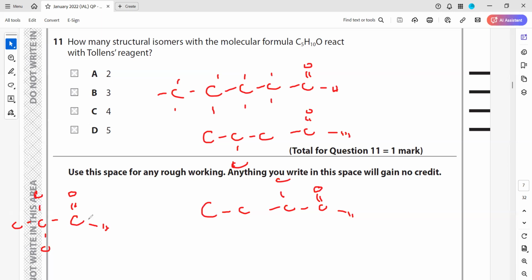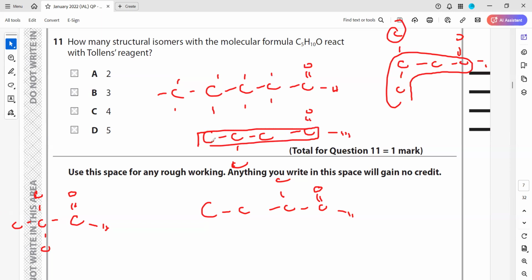1, 2, 3, 4, 5 are there. This is one possibility. Any other possibility there? You mean like this? No, that will be the same as this one. No, I got your point. What you're saying is like this, right? But this is the same. 1, 2, 3, 4: same, as I select the longest chain of carbon. So the second carbon is the branch. So this is the same.